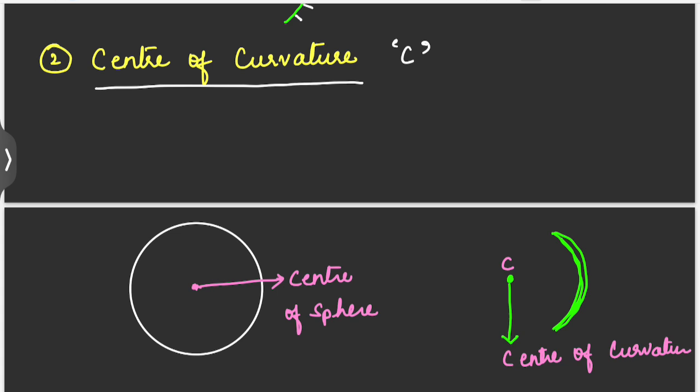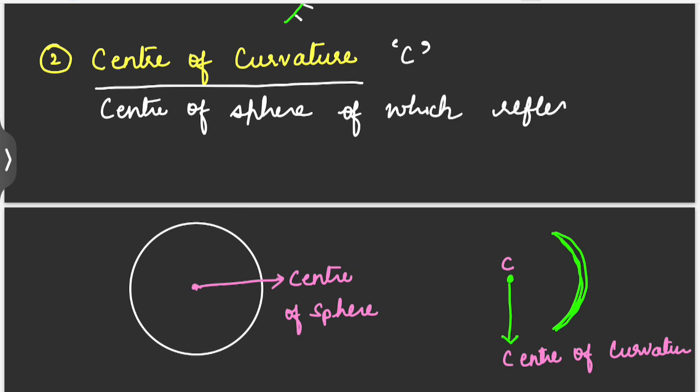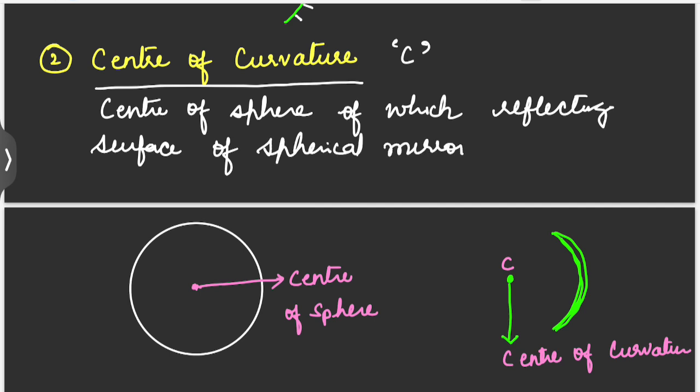Is that clear? So what definition are we going to write now? We are going to write: it is the center of the sphere of which a reflecting surface of a spherical mirror forms a part. So understand step by step what we have written.